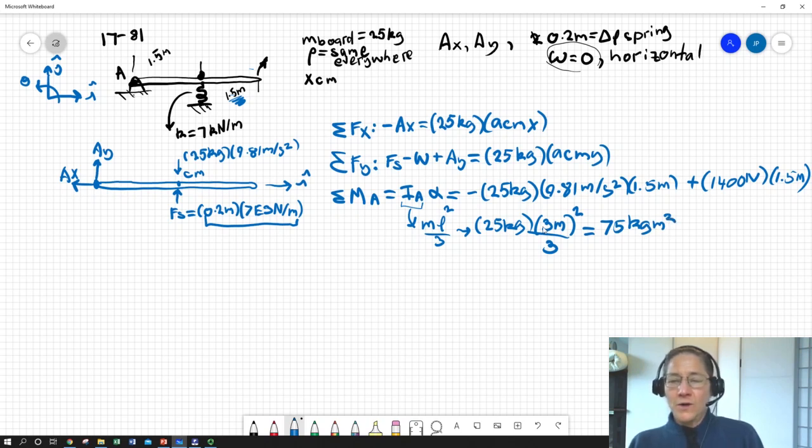So we now have what we need. This value for I sub A, we have a number in terms of this moment sum, which allows us to solve for alpha. I won't crank through the algebra. I've already done that in my notes, but I can use that to say that alpha is going to be equal to 23.1. Let's write that a little neater.